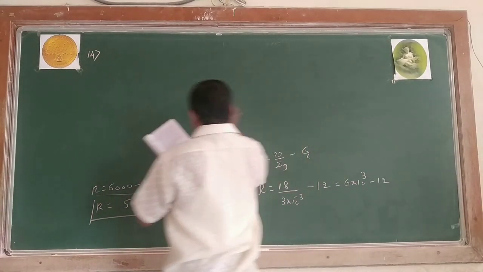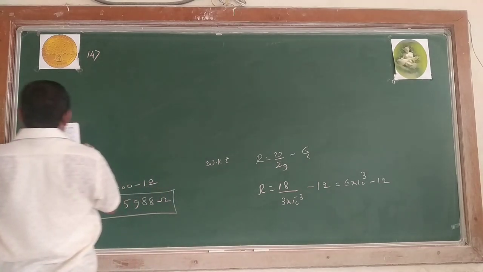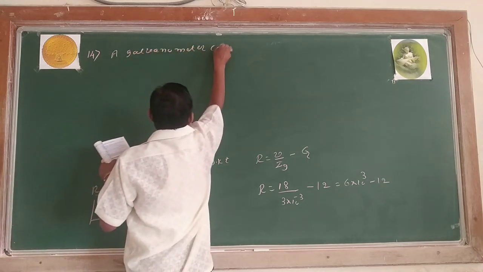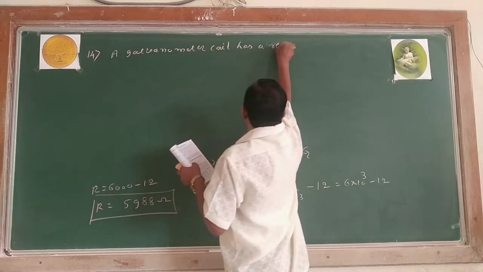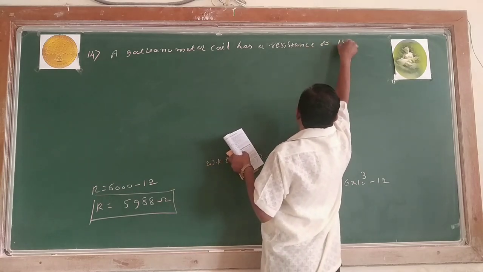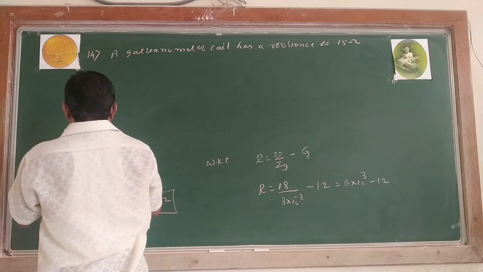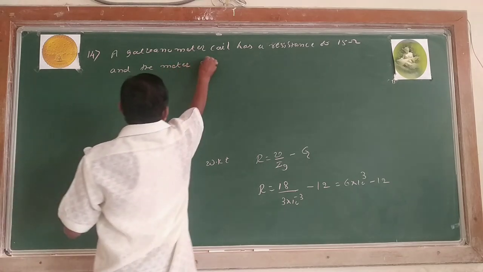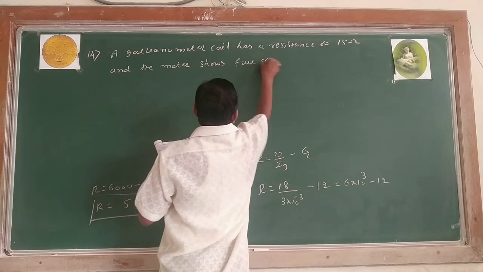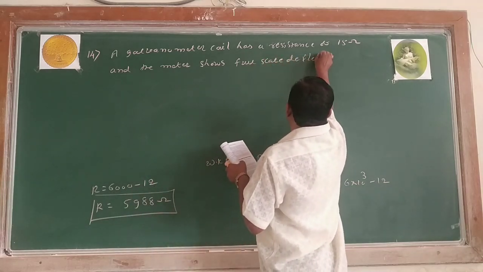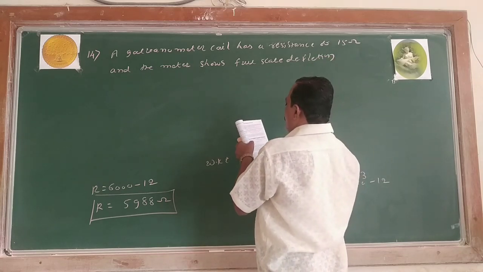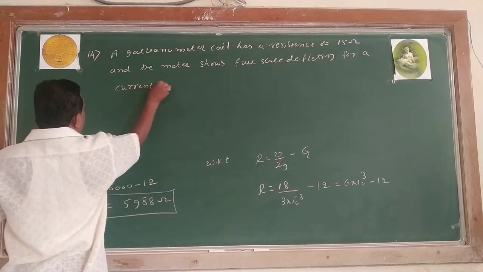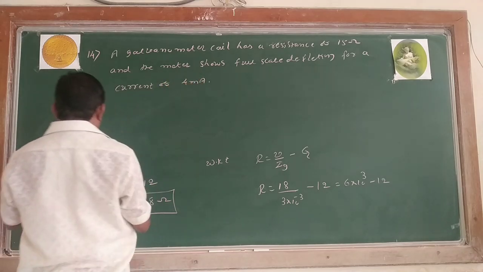A galvanometer coil has a resistance of 15 ohm, and the meter shows full scale deflection for a current of 4 milliampere.